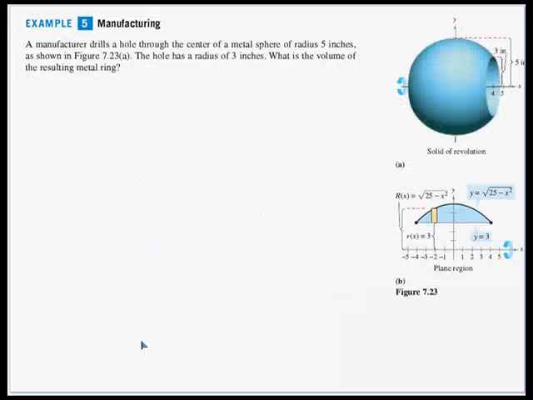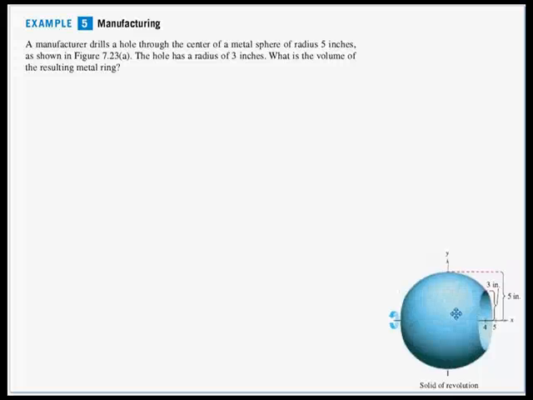Example 5 is a good manufacturing example. A manufacturer drills a hole through the center of a metal sphere of radius 5. So this metal sphere has a radius of 5. The hole that we drill through it has a radius of 3. What's the volume of the resulting metal ring?